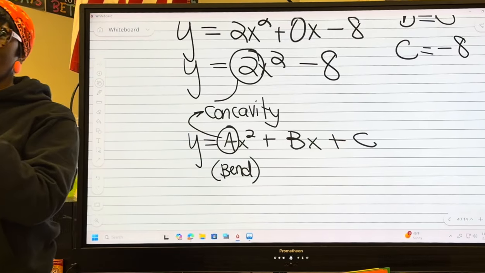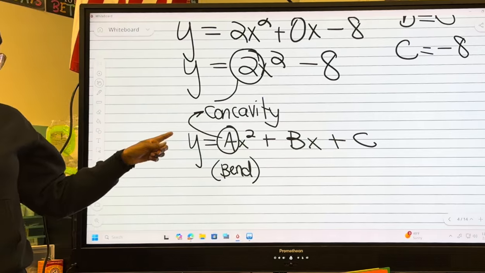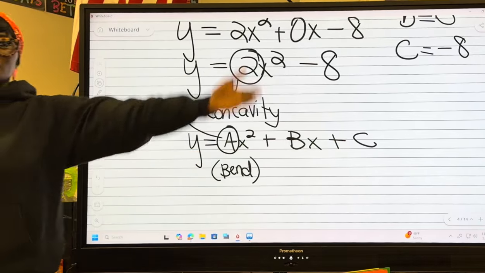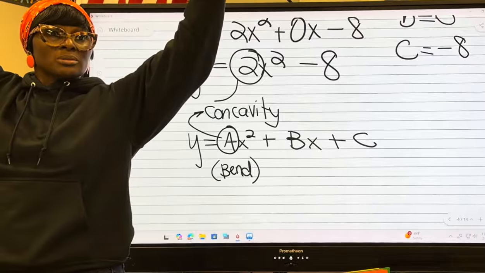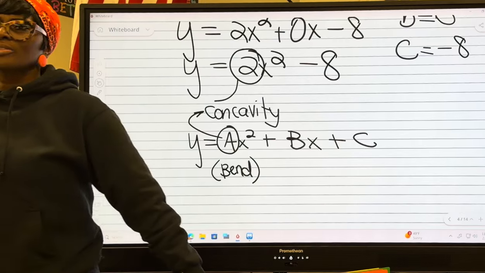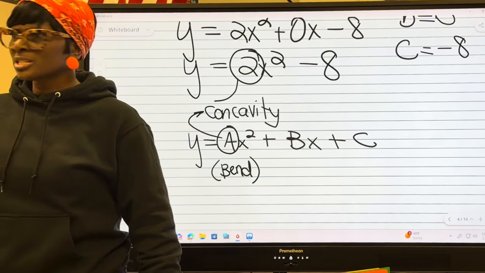The bend, whether it's positive or negative, determines if it's up or down. Our A is positive. The A is 2. It's positive. So guess what? This bends up, right? What if that A would have been negative? So that means it bends down. It concaves down. Are you with me? That's very easy to determine.